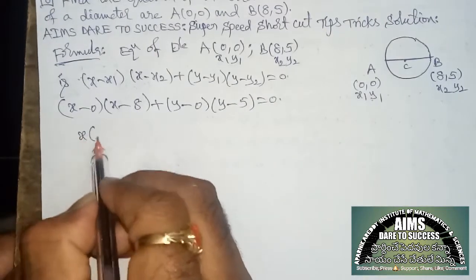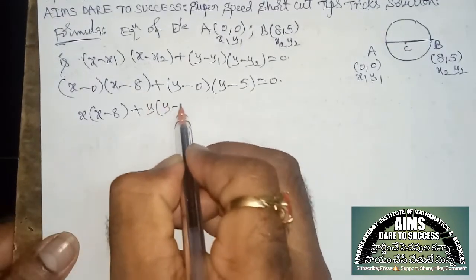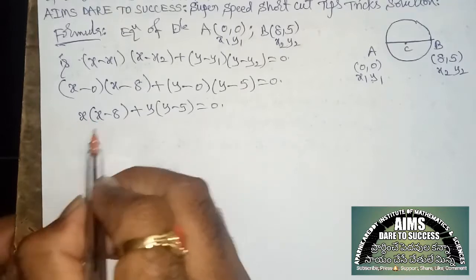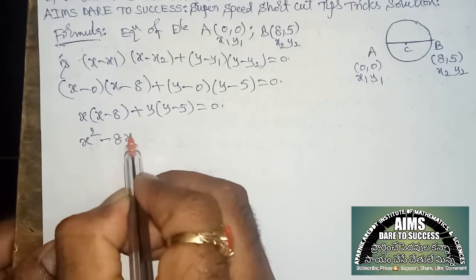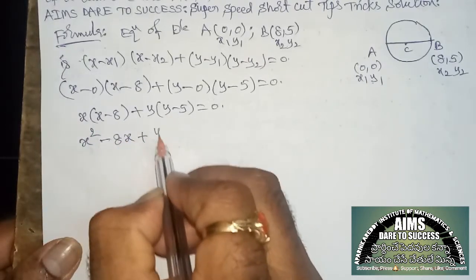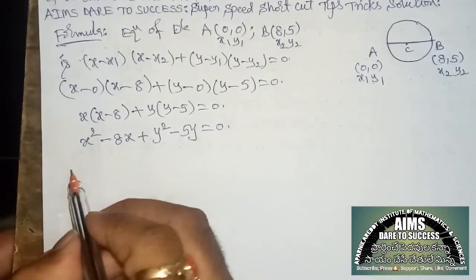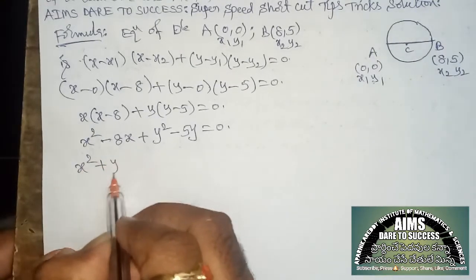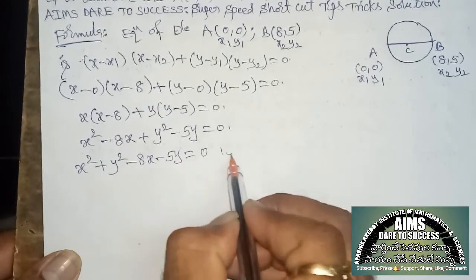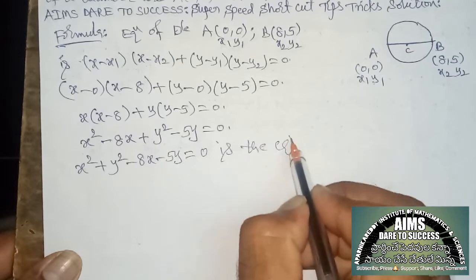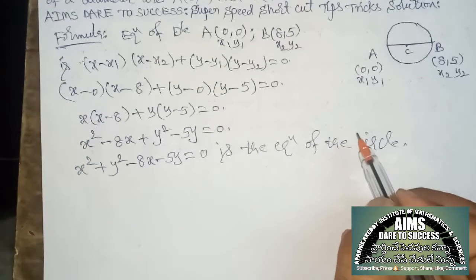x minus 0 is x into (x minus 8) plus y minus 0 is y into (y minus 5) is equal to 0. Normal simplification: x into x is x square, plus into minus is minus, 8 into x is 8x. Next, y into y is y square, plus into minus is minus, 5 into y is 5y, is equal to 0. Now I am writing serially: x square plus y square minus 8x minus 5y, there is no constant, is equal to 0, is the required equation of the circle.